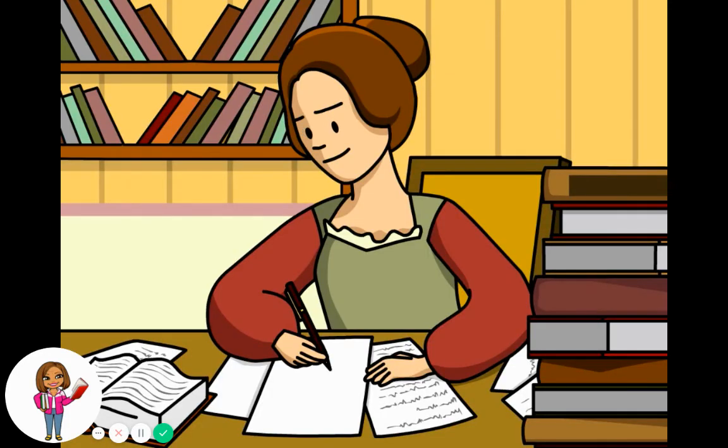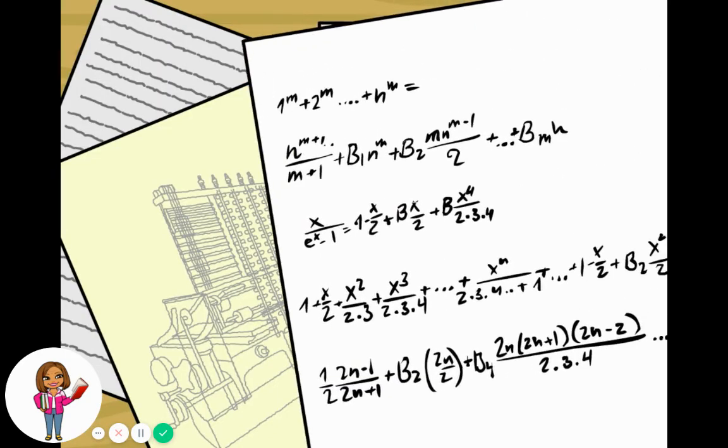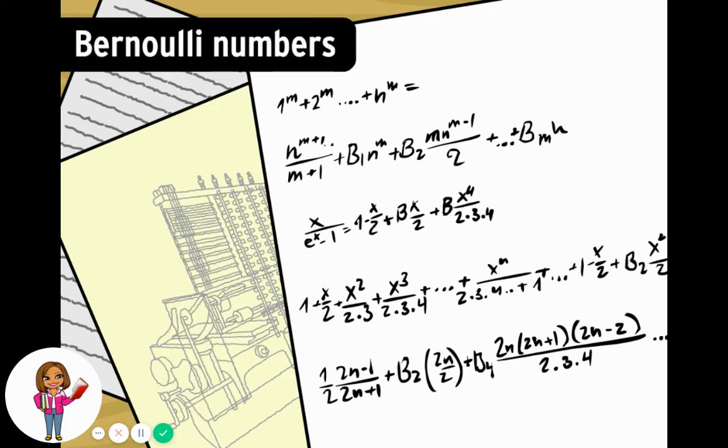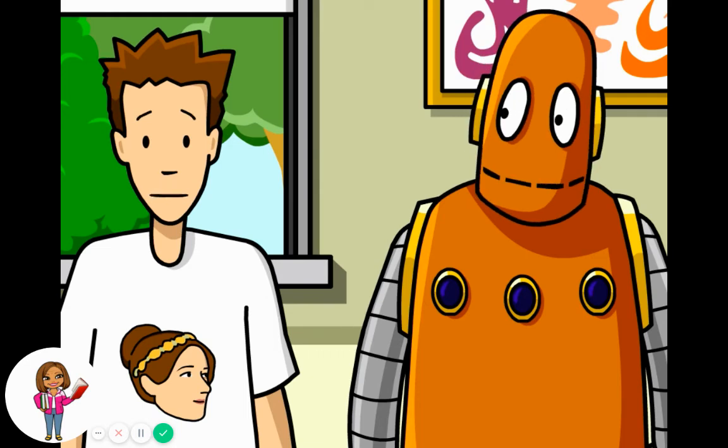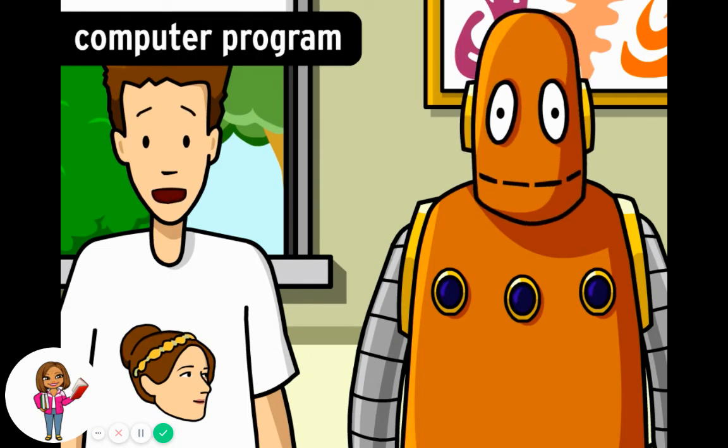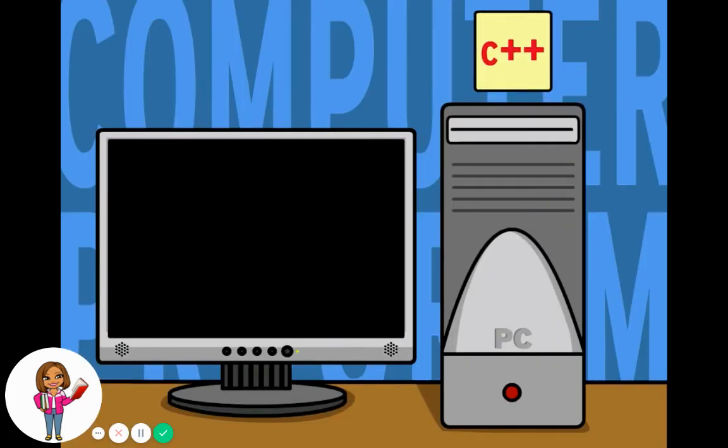Lovelace worked on this for 9 months, adding many of her own unique insights and calculations. Her notes included a plan for how the engine could calculate a sequence of numbers called the Bernoulli numbers. Today, many historians consider this to have been the first computer program, and Lovelace the first programmer. Computer programs, by the way, are the all-important instructions that computers need to perform any function.